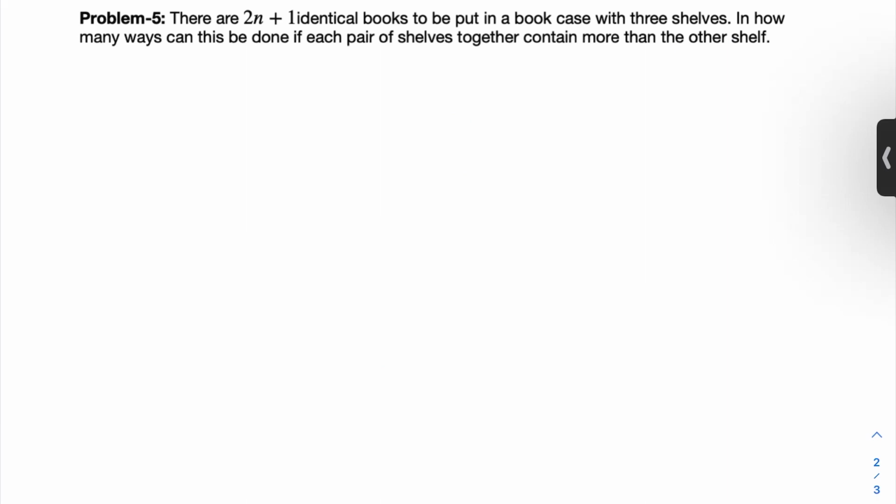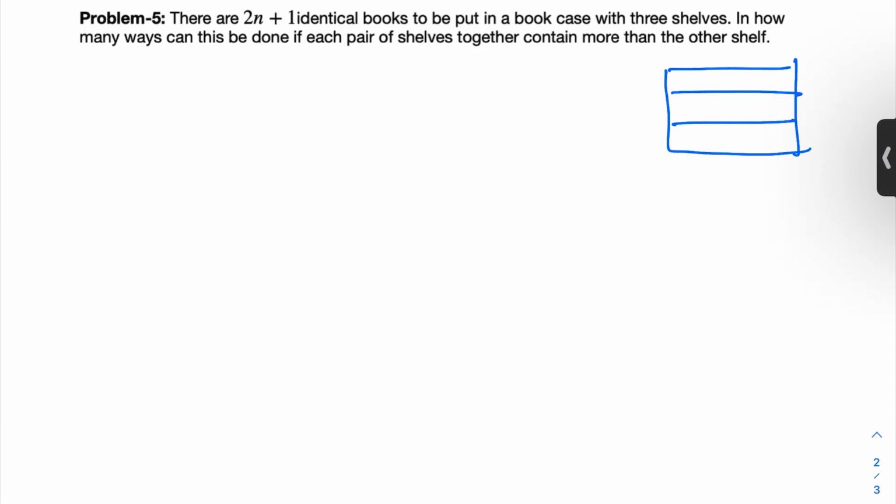Next, problem 5. There are 2n plus 1 identical books to be put in a bookcase with 3 shelves. In how many ways can this be done if each pair of shelves together contains more books than the other shelf? Okay, here there are 3 shelves. Let me draw something like this. Here 3 shelves, and here 2n plus 1 identical books.